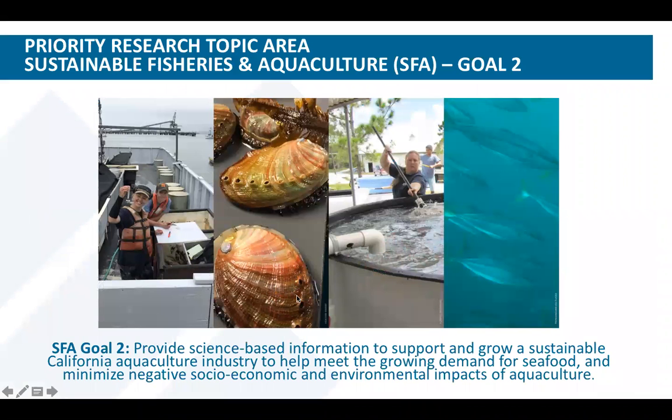So the priority research topic area for this call is targeting our sustainable fisheries and aquaculture goal 2, which is to provide science-based information to support and grow a sustainable California aquaculture industry, to help meet the growing demands for seafood and minimize negative socioeconomic and environmental impacts of aquaculture. I believe our RFP clearly outlines some other resources, including the National Sea Grant Strategic Plan, the NOAA 10-year aquaculture vision, as well as our own, that have specific strategies and goals that I encourage you to look at in terms of whether your ideas fit.